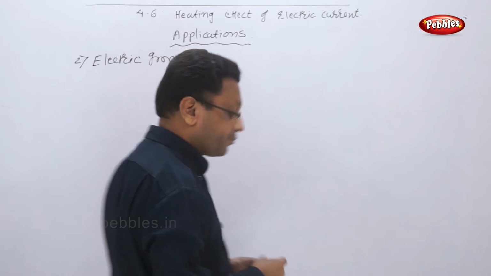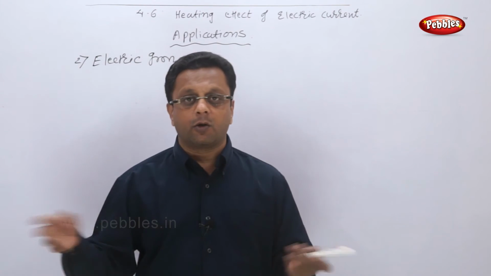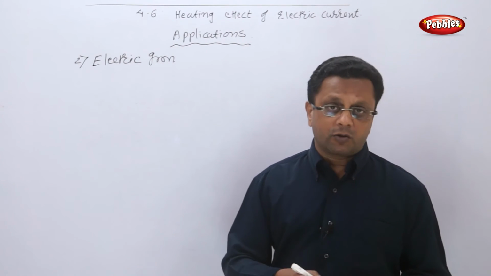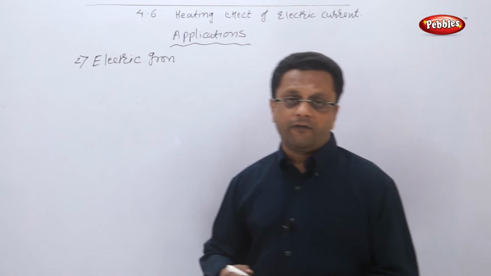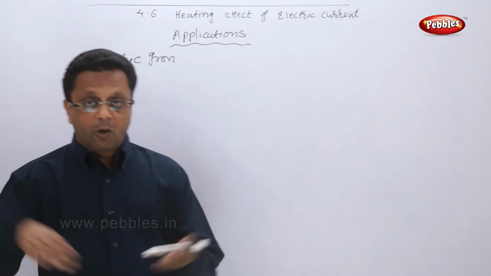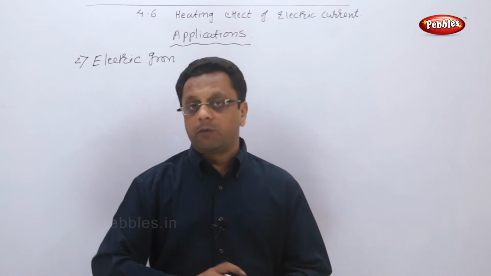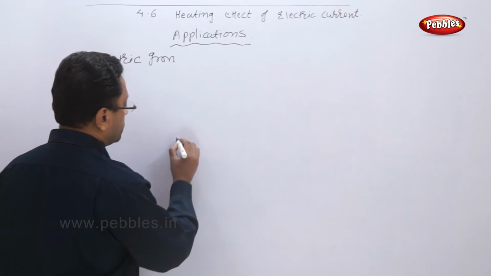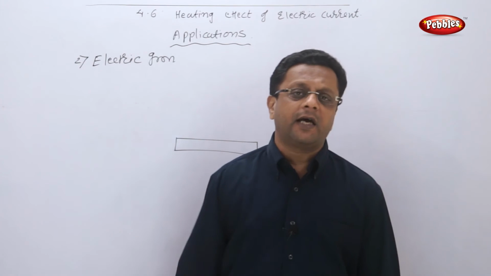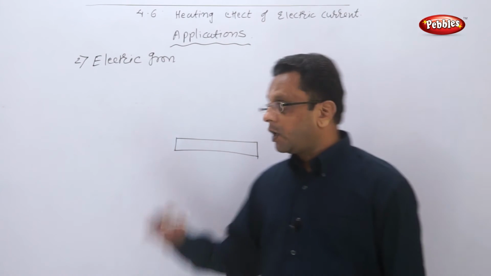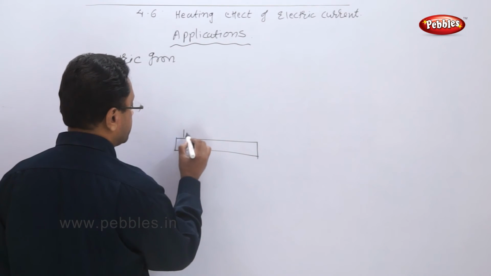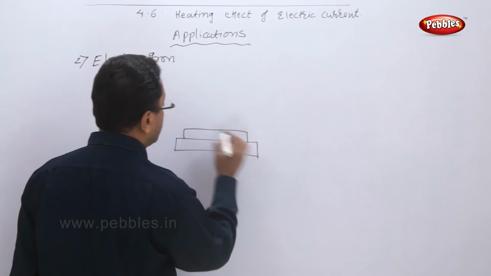is the electric iron. Electric iron which we use to press our clothes, shirts, pants, trousers. In this also the heating effect of electric current is used. How? First of all, the part which comes in contact with our clothes is a thick metal block, which is polished and directly comes in contact with our clothes. In this metal block, one thick mica sheet is embedded.